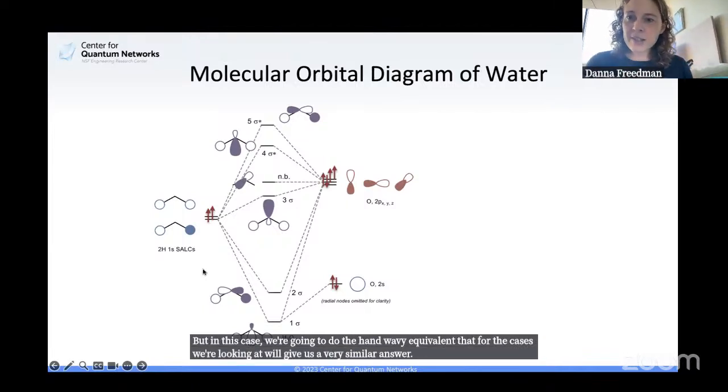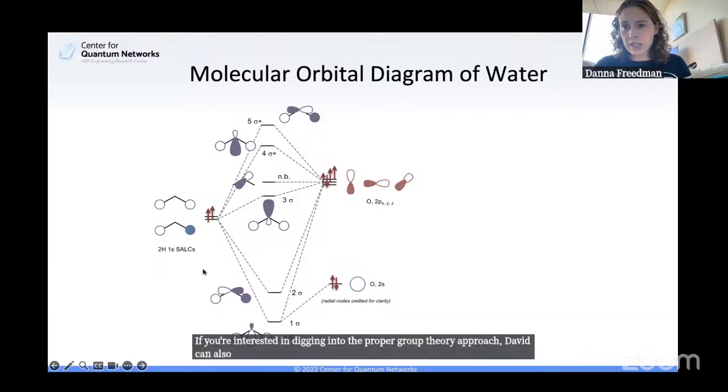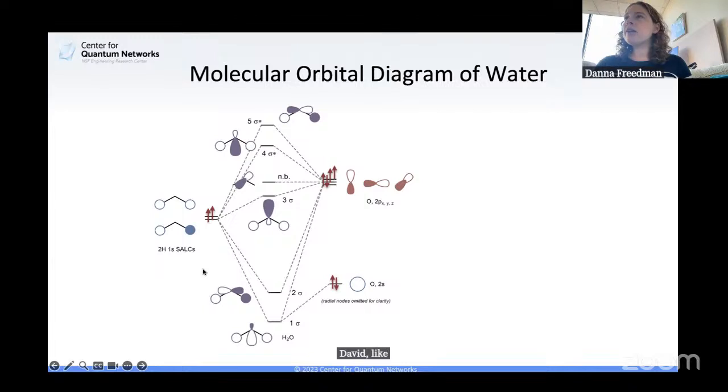If you're interested in digging into the proper group theory approach, David can also throw some really good references into the chat. David, like ABW and Cotton, and I mean, obviously Figgis.